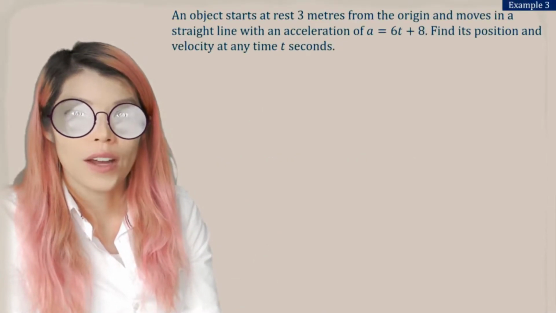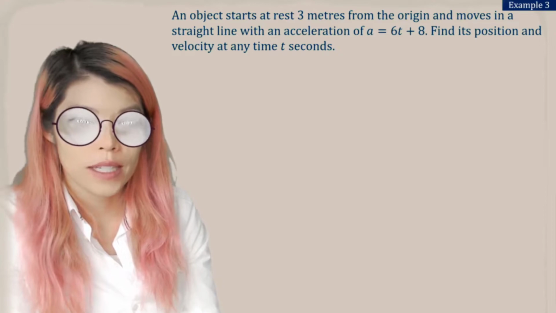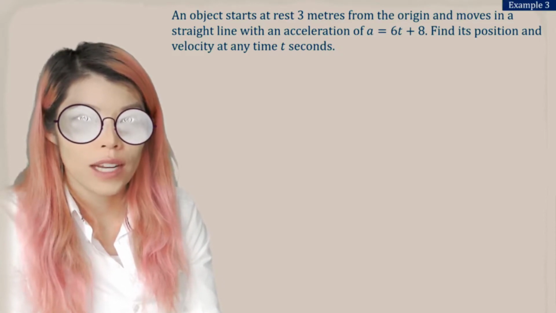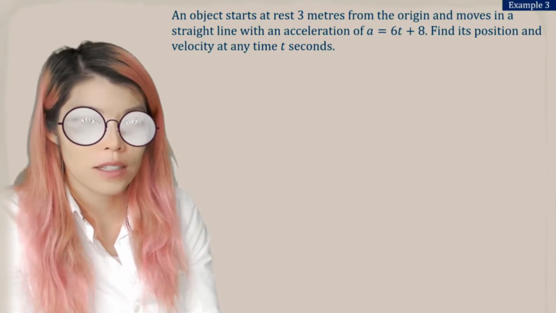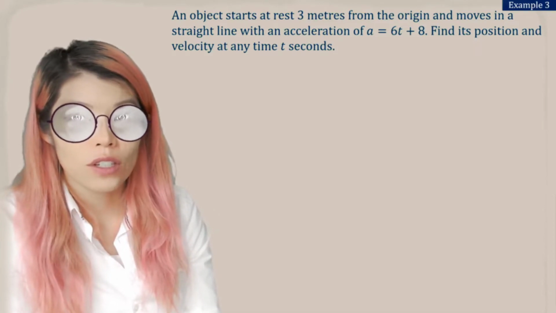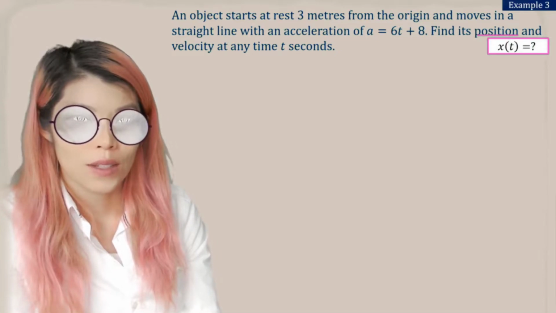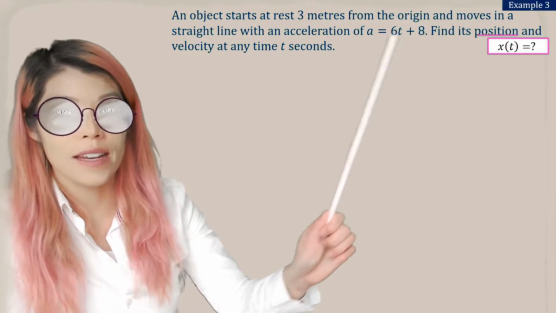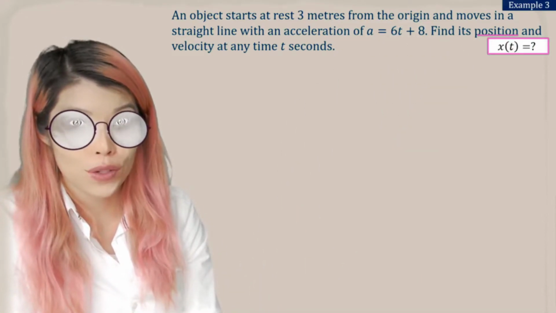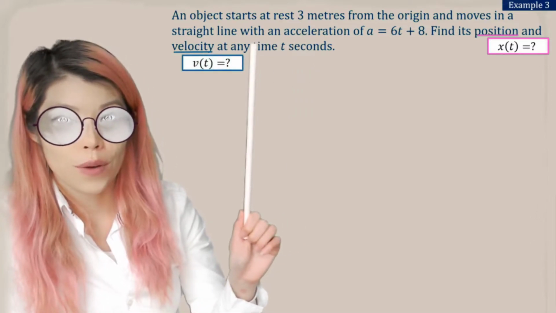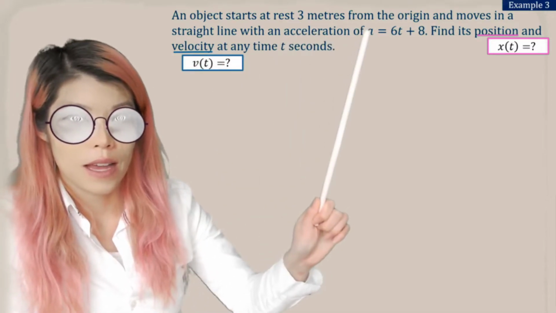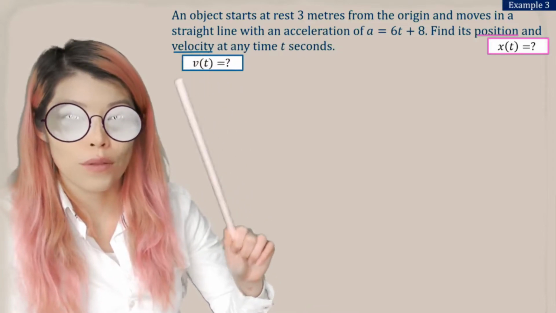Example 3. An object starts at rest 3 meters from the origin and moves in a straight line with an acceleration of a equals 6t plus 8. Find its position and velocity at any time t seconds. So the position, so x, we have a, now we have to find x. How do you do that? We know how to go from a to v, and we also know how to go from v to x.